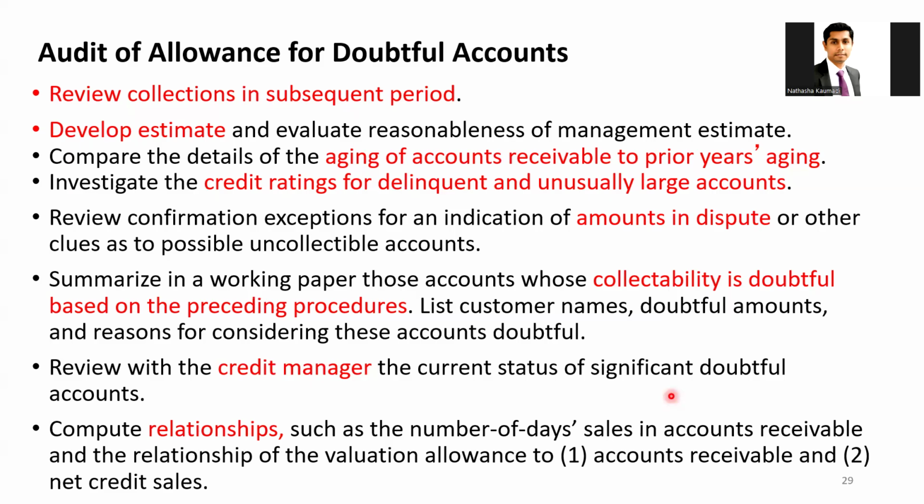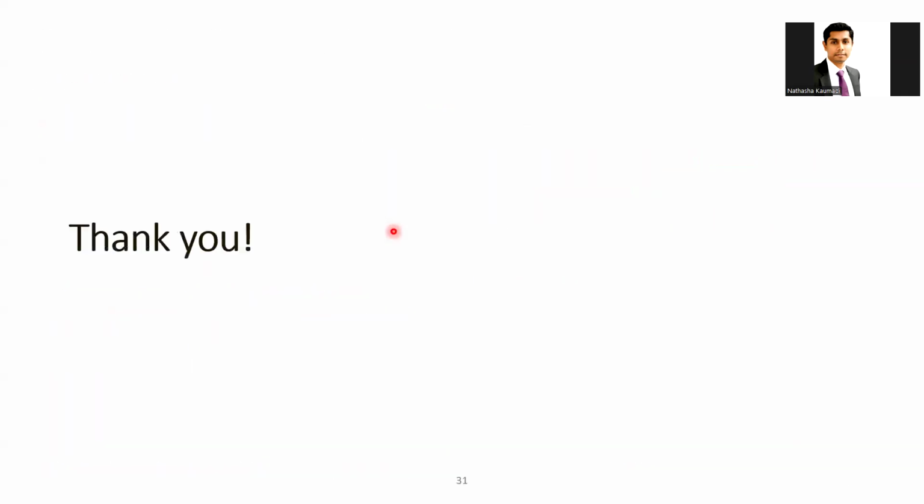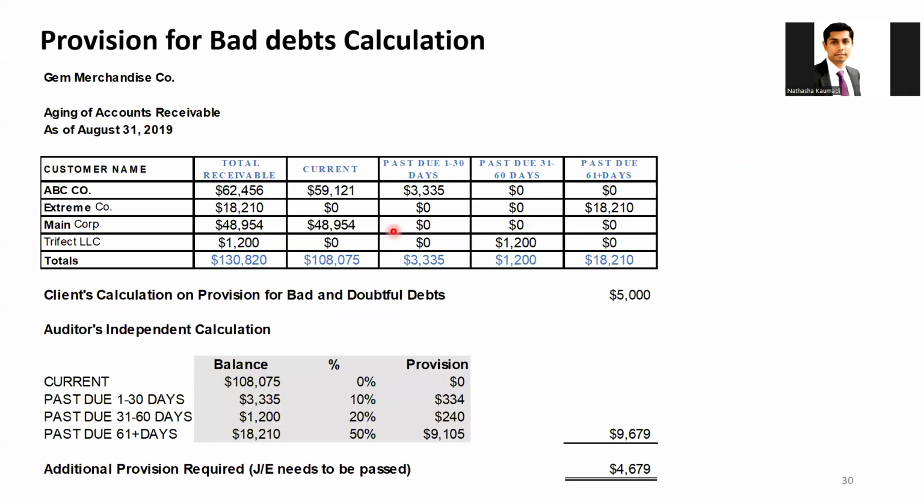And compute relationships such as number of days sales in accounts receivable and the relationship of the valuation of allowances. That means different analytical procedures can be conducted when it comes to this allowance for doubtful debts. So those are the audit procedures. Okay, the last slide before we wind up. How can we simply calculate a provision for bad debts?